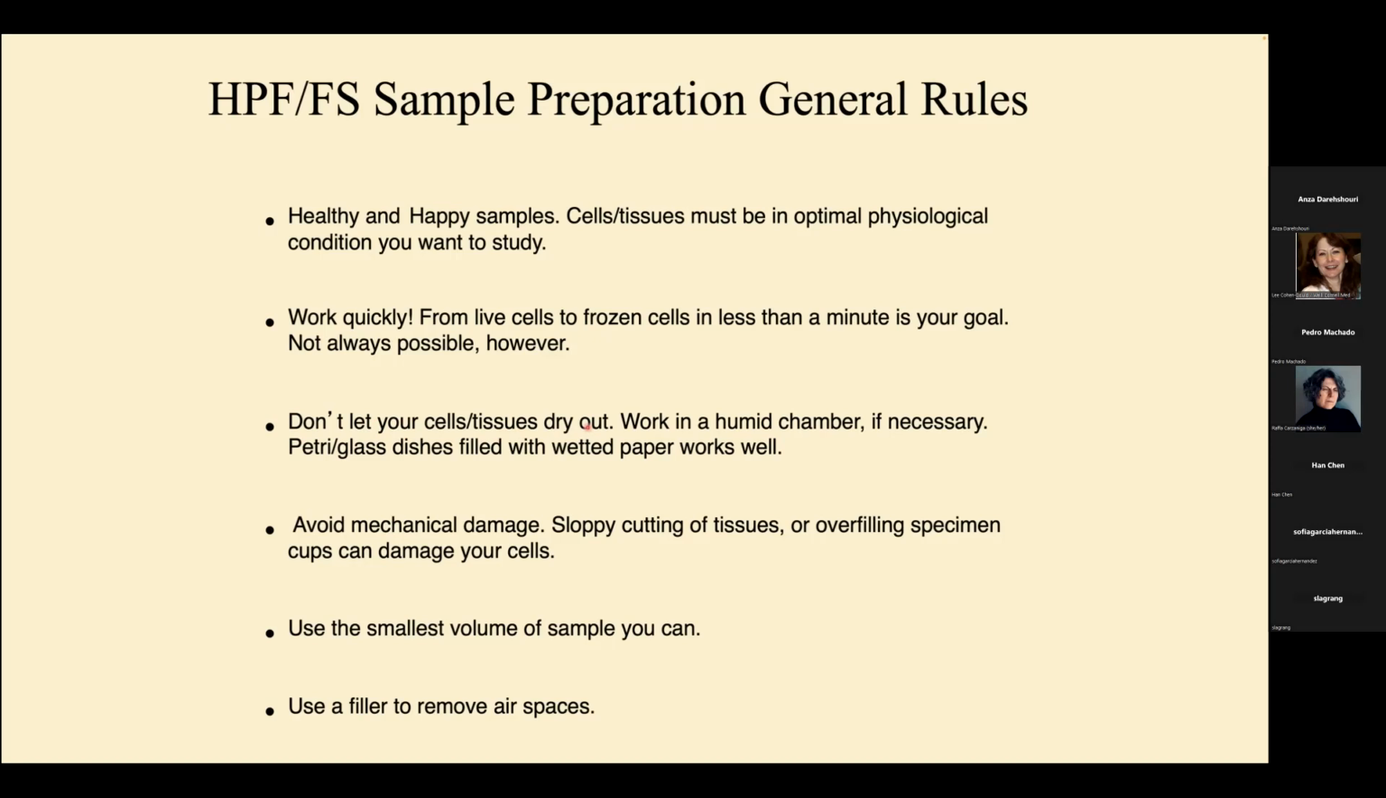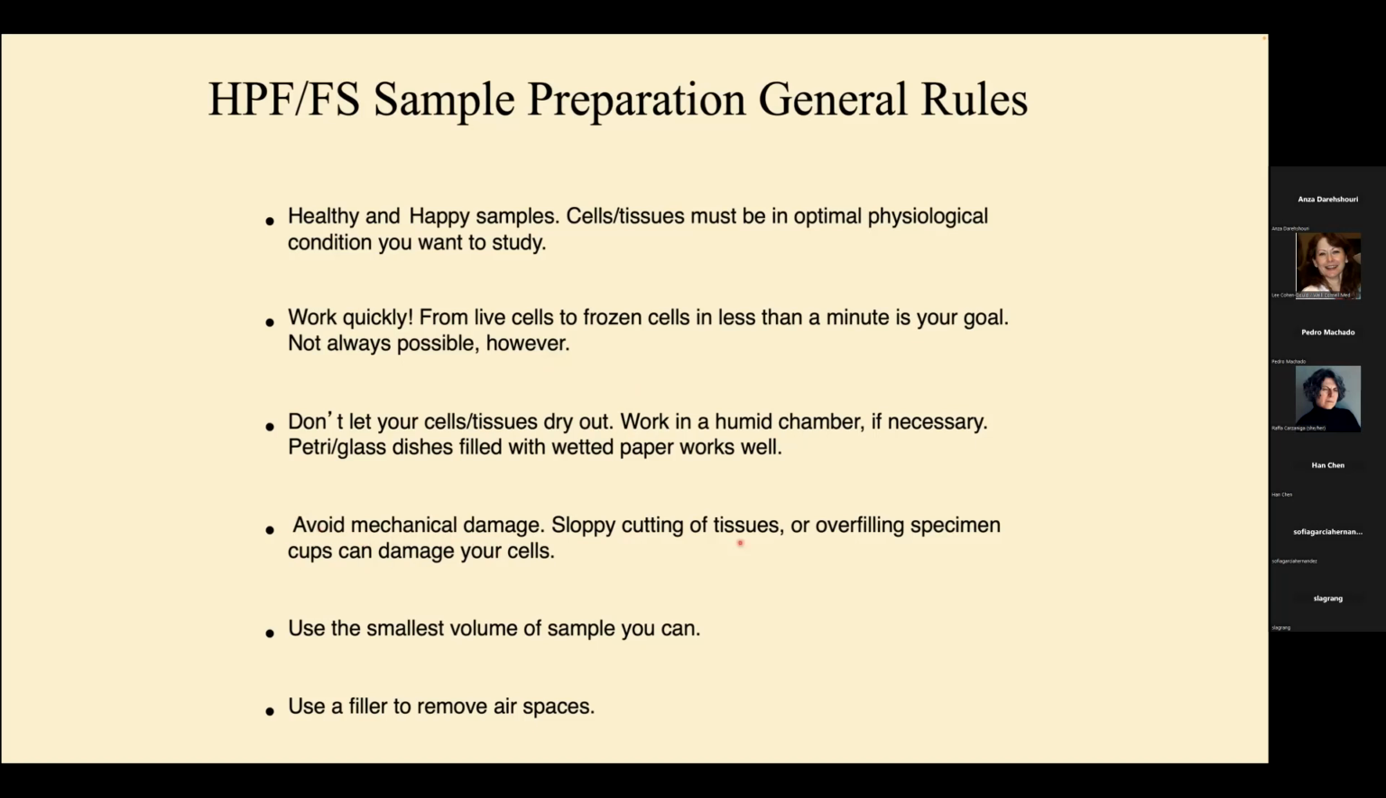The biggie is, don't let your cells or tissues dry out. If you're working with cell culture material, you've got to use a humidity chamber maybe, or put something around, or use Petri dishes filled with water and wetted paper to help keep your sample hydrated and humid.